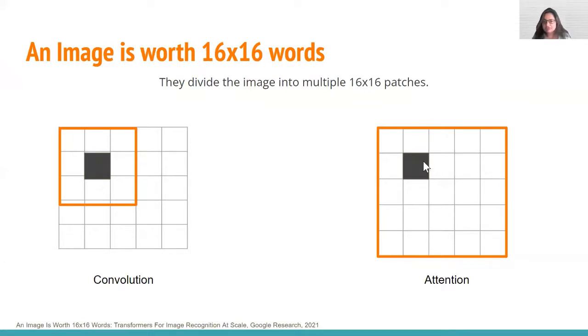But here for transformers, the whole image is getting processed at once. So the receptive field is the size of the image. Got it? So now let's delve into more detail with an example. And then at the end, we will also go through the ViT code to understand it even better.